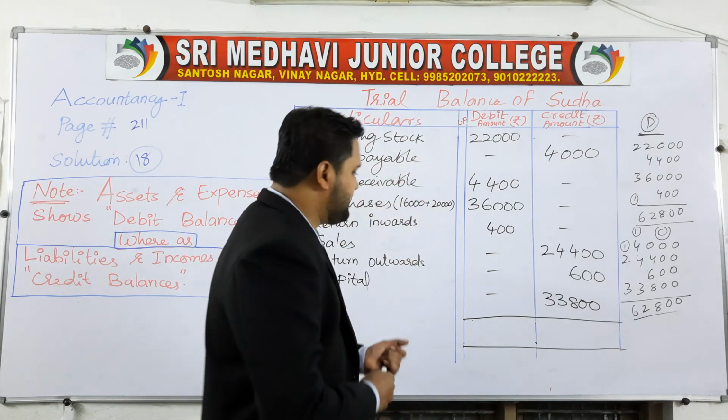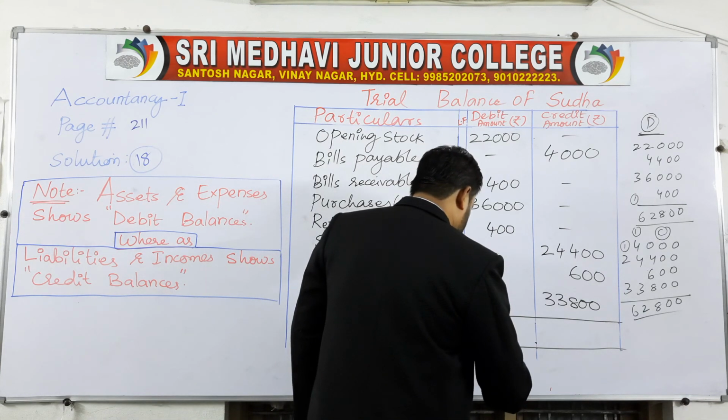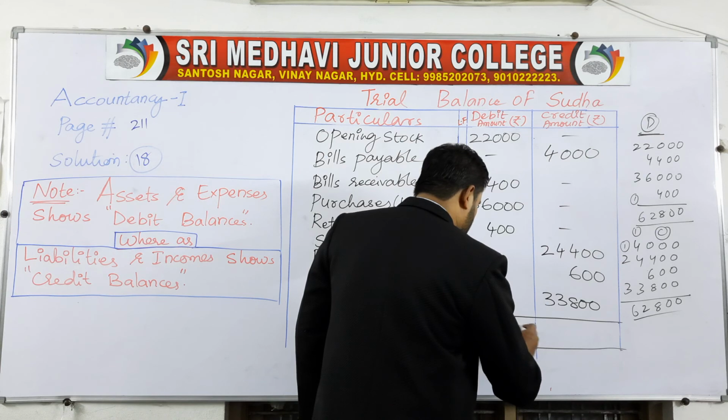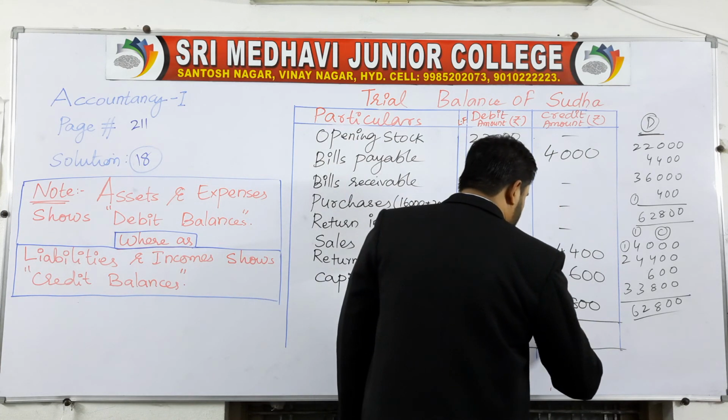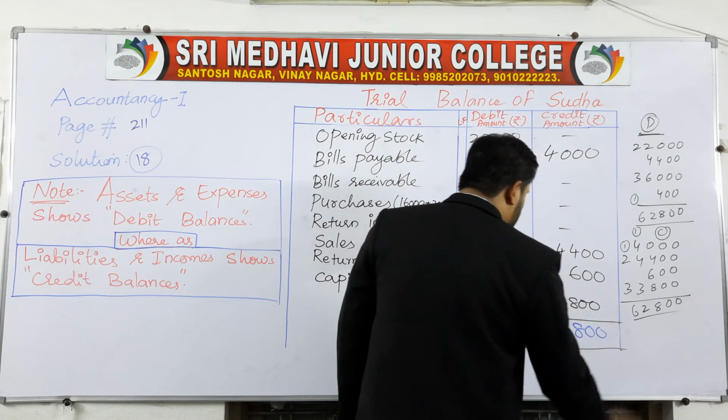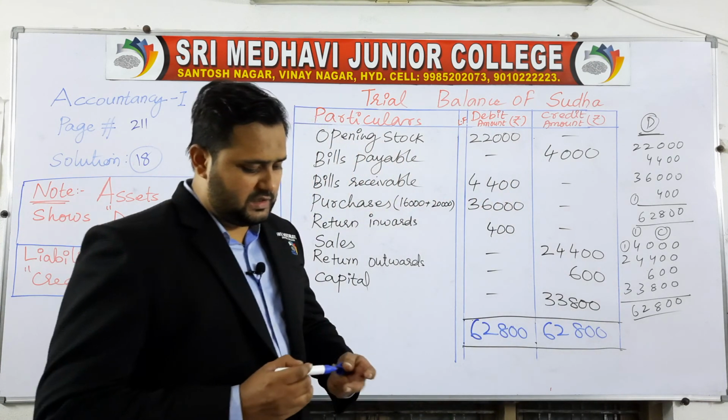The total of debit is 62,800. The total of credit amount column is 62,800, which means our answer is correct.